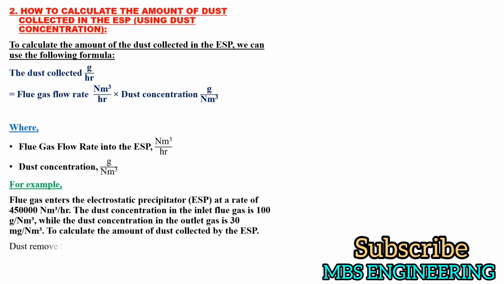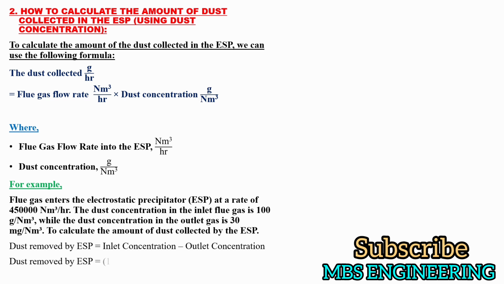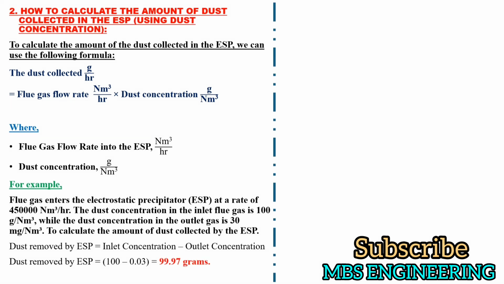Next, the dust removed by ESP is equal to inlet concentration minus outlet concentration. The dust removed by ESP, 100 minus 0.03. Therefore, the dust removed by the ESP is 99.97 grams. Next, we will calculate the amount of dust collected in the ESP.